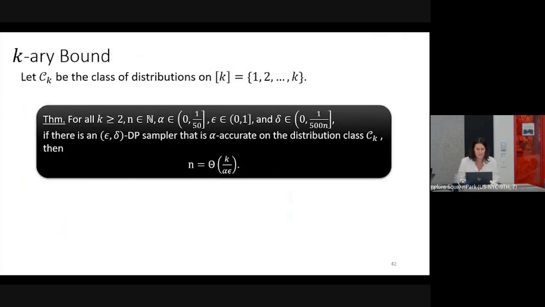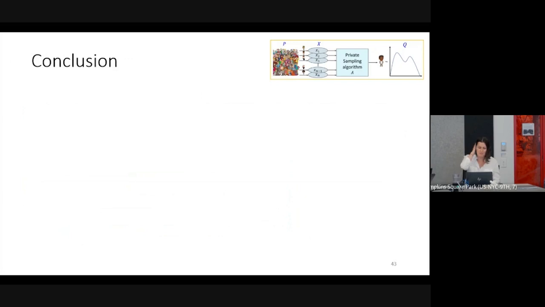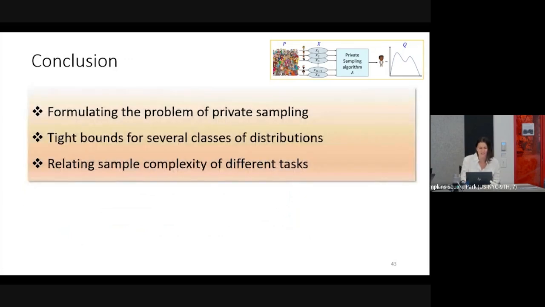All right, so this is the lower bound that we get in the end. Yeah, I think that's mainly all that I had. Wrapping up, in this work, we formulate this new problem of private sampling, or it was new at the time. And we give tight bounds on the sample complexity for several classes of distributions, and then relate this sample complexity to that of private learning and non-private learning.